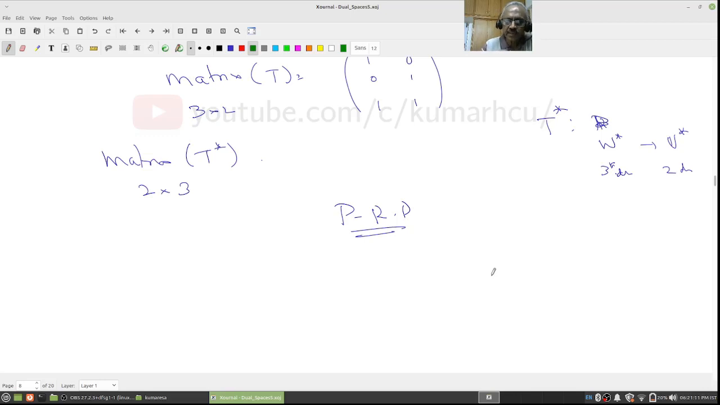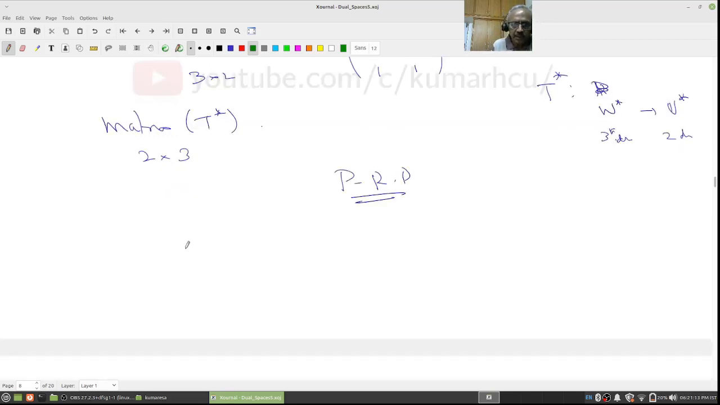So let us try to find out. Now W is R3, and the standard basis is again E1, E2, E3. Notice that this is in R3 vectors. I hope you don't get confused. When I write E1, E2, E3 in R3, that means it is 1 0 0, 0 1 0, 0 0 1, etc.